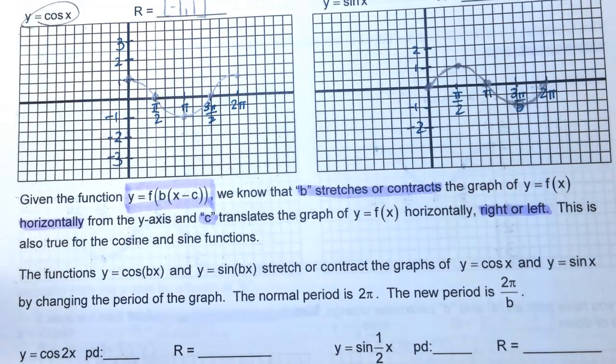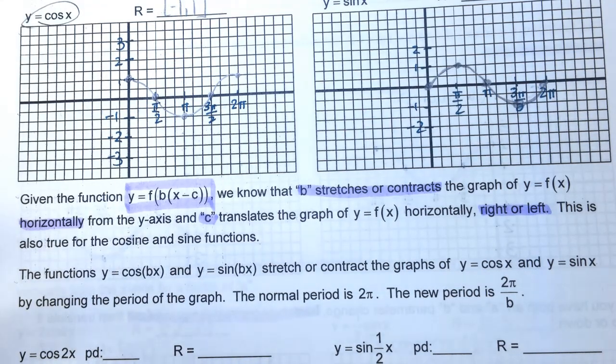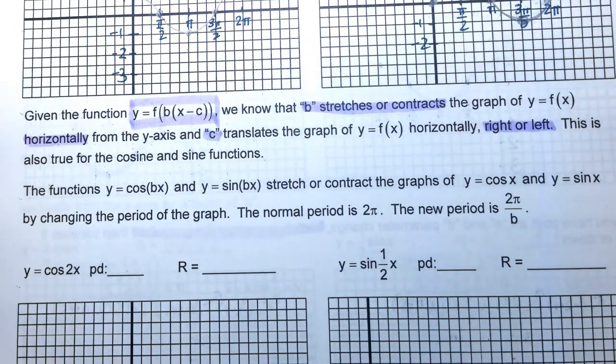So I need you to do 2 things. 1, make sure you're paying attention. 2, ask me questions when you're getting confused, or let me know if I'm going too fast. All right? So, this is true for sine and cosine. It will stretch or contract for the B, and then the C will shift left or right.